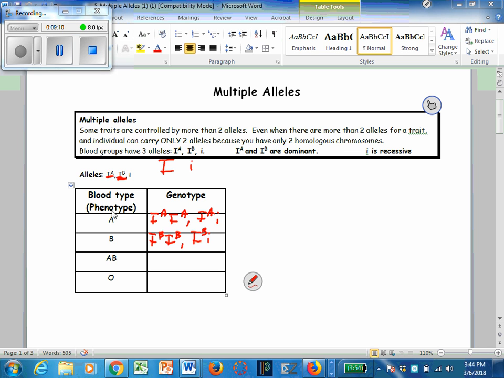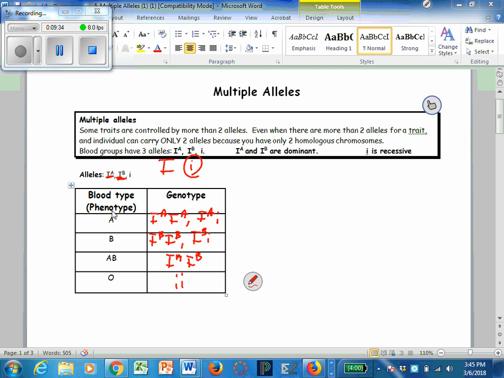AB blood is a little different. AB blood just means that you have one of each. You have the A allele, and you have the B allele. And lastly, for blood type O, since that is the recessive gene, there's only one way to get type O blood. You're going to be ii.